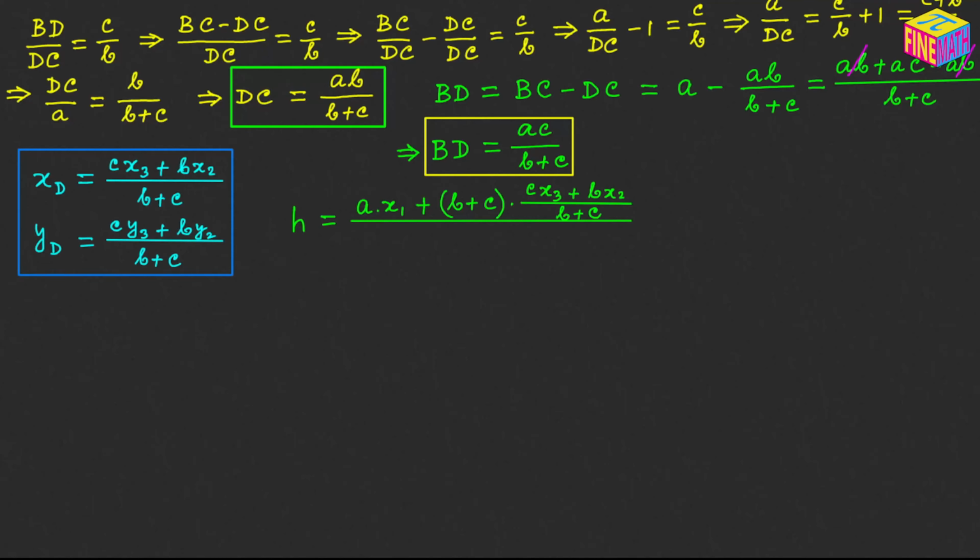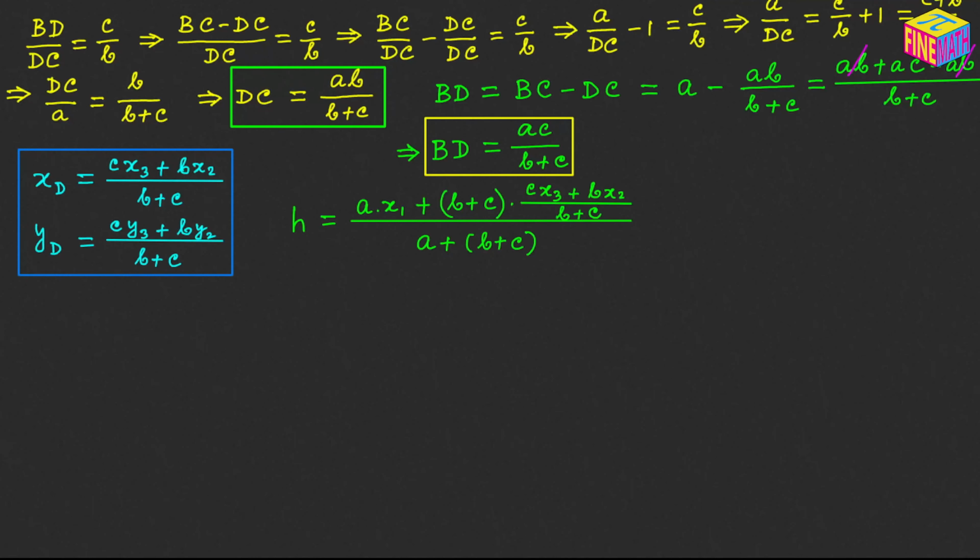So the x coordinate of the incenter, which is noted as h, can be written as a times x sub 1 plus b plus c times the x coordinate of D. So all I am doing is I am saying a times the x coordinate of point A plus b plus c times the x coordinate of point D over a plus b plus c, because that's the ratio of DI is to AI. DI is to AI is actually a is to b plus c, and that is why I am using the section formula to calculate the x coordinate of the incenter.